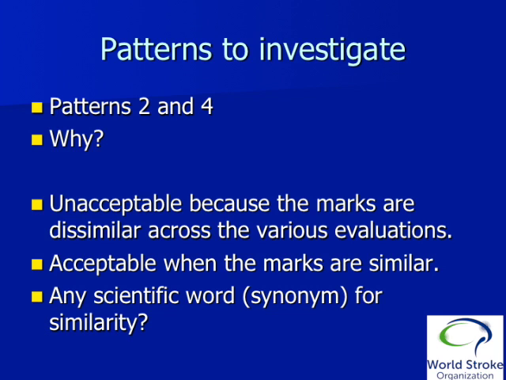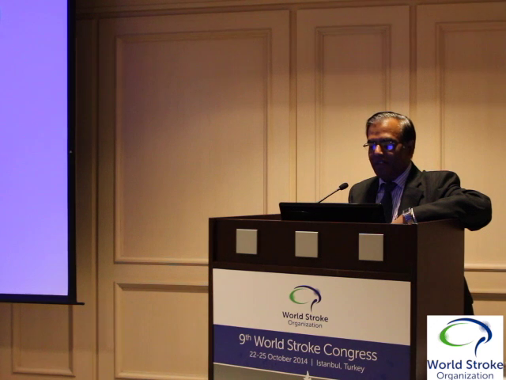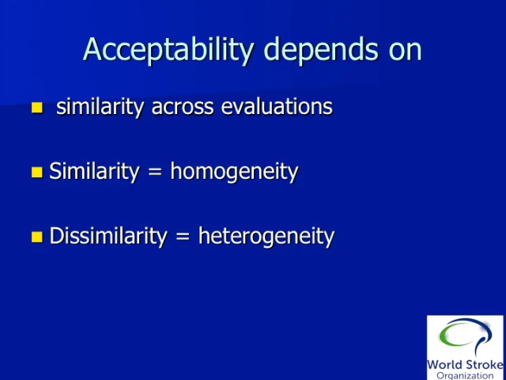They are unacceptable because the marks are not similar across the various evaluations. And pattern 1 and 3 are acceptable because marks are similar. And the scientific word for similarity, as you know, is homogeneity. So acceptability depends on homogeneity. If it is homogeneous, you accept it easily. If it is heterogeneous, you don't want to accept it.